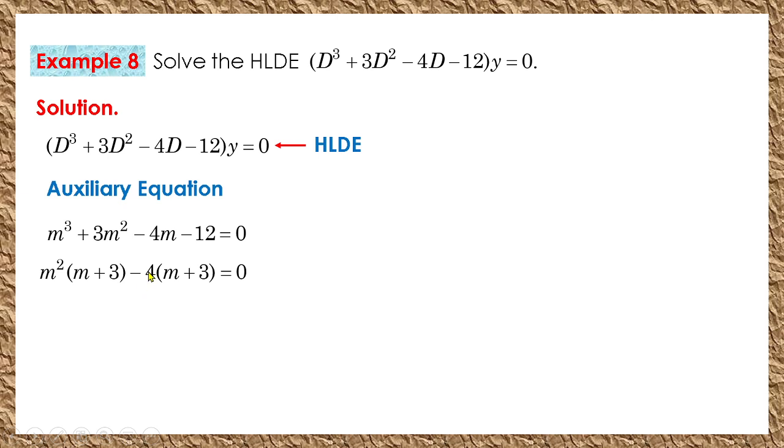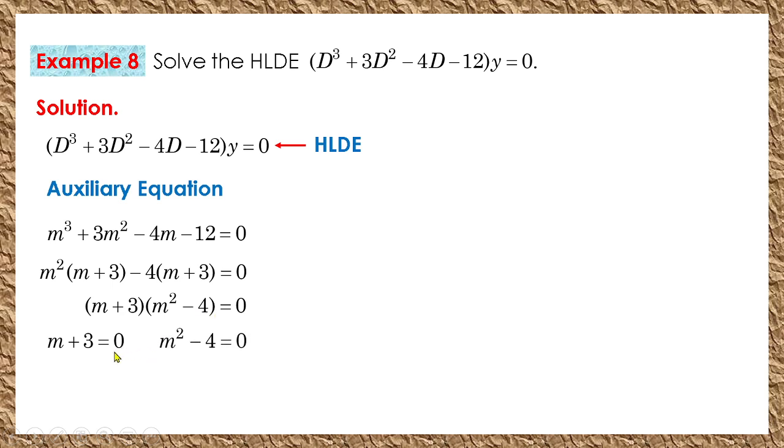Factoring by grouping. For the first 2 terms, I factored out m². For the second 2 terms, I factored out -4, to get m + 3 as the remaining factor. So m + 3 is common. Factoring it out, I get m² - 4. This can still be factored, but we can solve it directly, since m² - 4 is easy to solve.